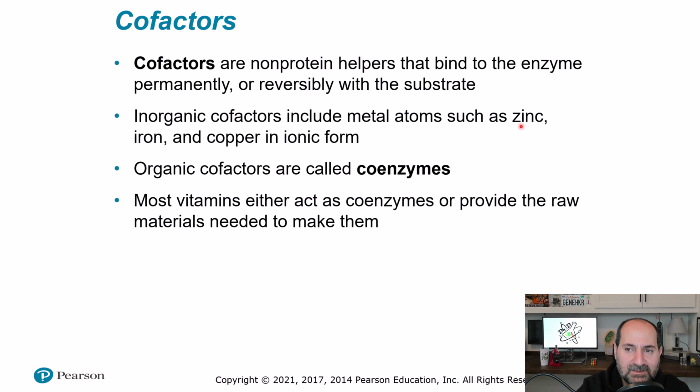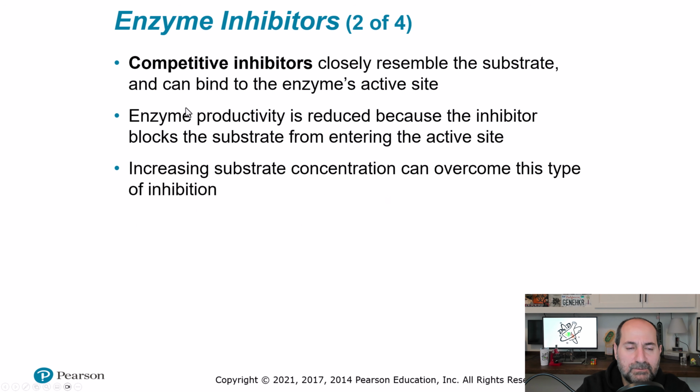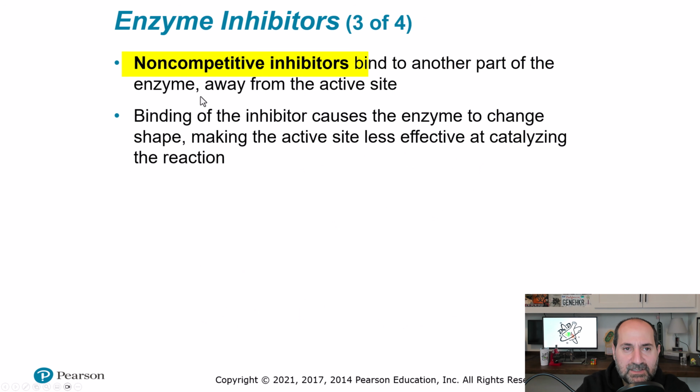Okay, do you remember that? Zinc, iron, copper, these types of things are cofactors, but they are not considered coenzymes because coenzymes are the organic cofactors such as vitamins. Then we talked about inhibitors. Inhibitors bind to enzymes and prevent them from working. Competitive inhibitors resemble the substrate, so they can bind to the active site, preventing the regular substrate from binding to the active site. While non-competitive inhibitors, they bind to another part of the enzyme, not at the active site.